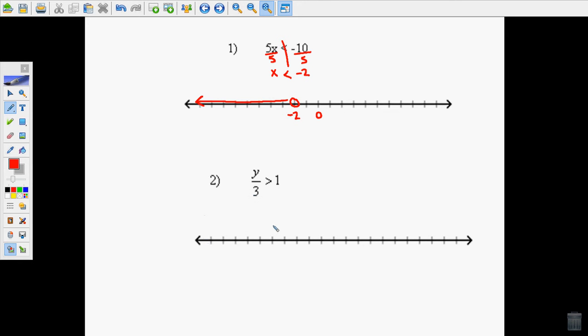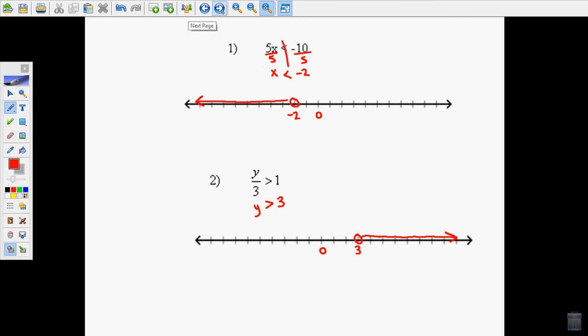On number 2, what would you do to solve it? You should multiply both sides by 3. When you multiply both sides by 3, you get y is greater than 3. Again, if this is 0 on our number line, we'll find 3. You would have an open circle, and this time we want greater than. If you make an arrow out of that, it's going to the right, so our number line should go to the right. To check, if we picked a number like 9, 9 over 3 is 3. That is bigger than 1, so we've got it going the right direction because we've found one that works. That works just fine.